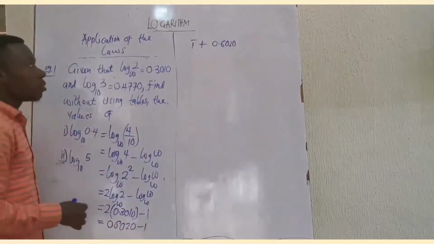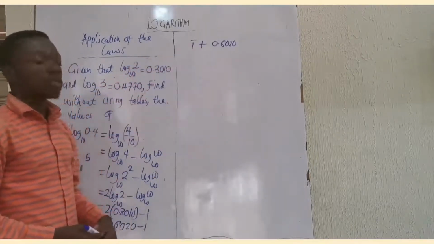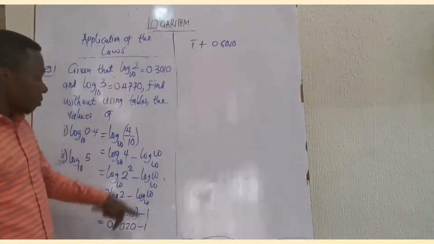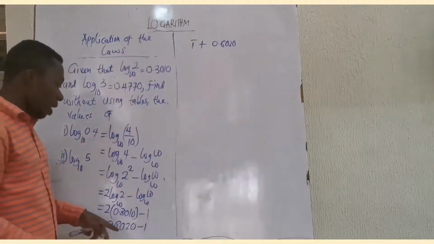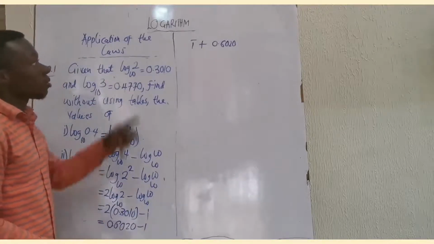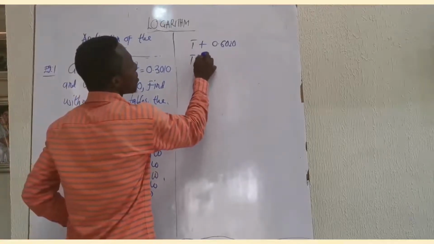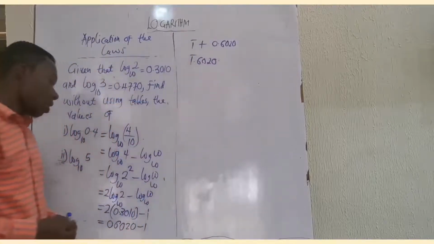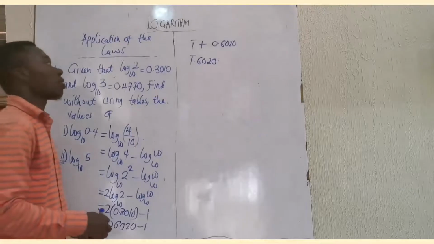When you get to logarithm tables, you understand why I've written here 1 bar plus 0.6010. Here you don't subtract. You just place the negative on top of the 1, so it becomes 1 bar. Then you add the positive part, which is the decimal part of the whole, to that negative. So here it becomes 1 bar 0.6020. So that is going to be your answer for log of 0.4 to the base of 10.